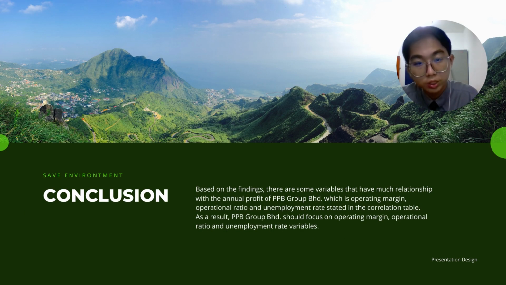In the conclusion, there are some variables that have a relationship with the annual profit of PBB Group Berhad, which are operating margin, operational ratio, and unemployment rate, based on the correlation table. As a result, PBB Group Berhad needs to focus on these variables to increase their annual profit.